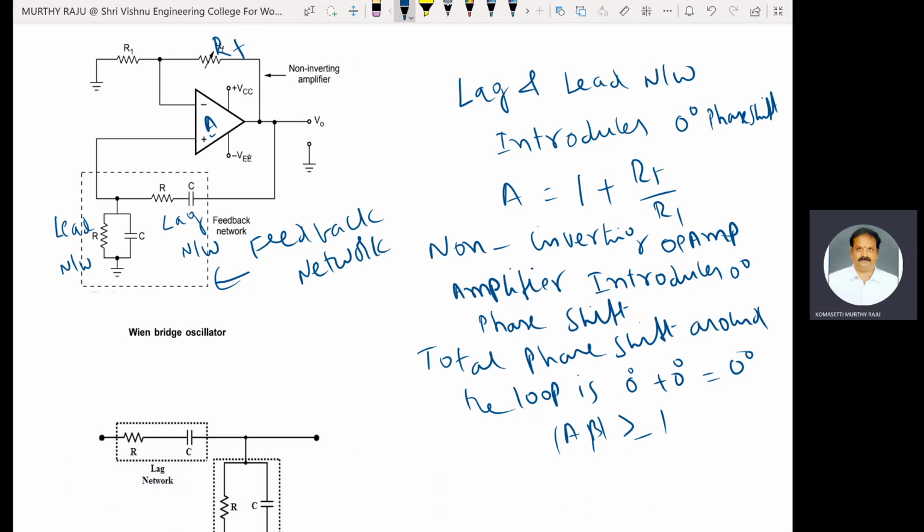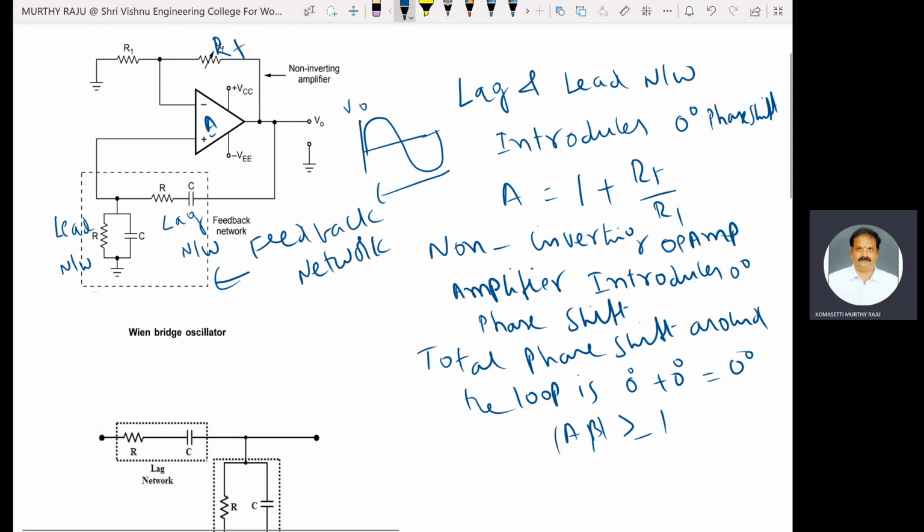The important points here: first, the op-amp is in non-inverting amplifier configuration. Second, the lag lead network or lead lag network acts as a feedback network. It introduces 0 degrees phase shift. The op-amp in non-inverting configuration introduces 0 degrees phase shift. Total phase shift around the loop is 0 degrees. And A beta is greater than or equal to 1. If these two conditions are satisfied, then only the Wien Bridge Oscillator produces a pure sine wave. This is the output.